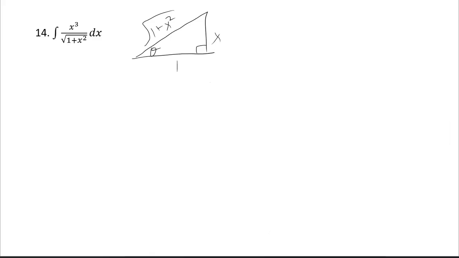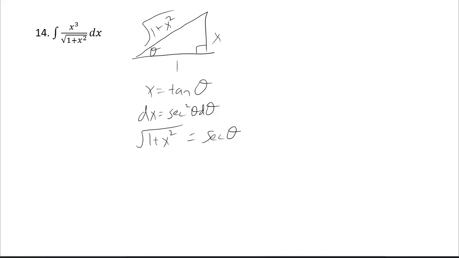Okay, so we want to substitute everything in the integrand in terms of theta. So we need x. How can we get x in this triangle? Well, x is just tangent theta. Tangent theta is x over 1, opposite over adjacent. So dx is secant squared theta d theta. Okay, and we can get the square root term as well. Square root of 1 plus x squared. What is that in the triangle? That is secant theta.